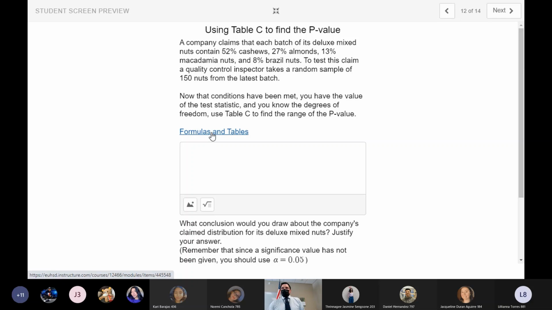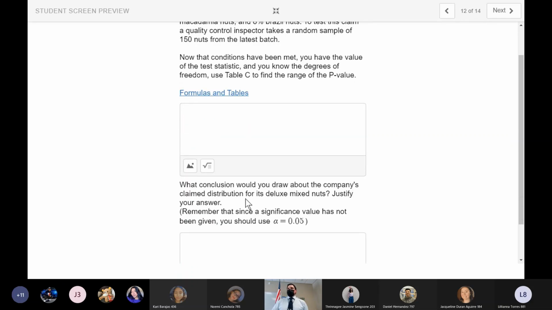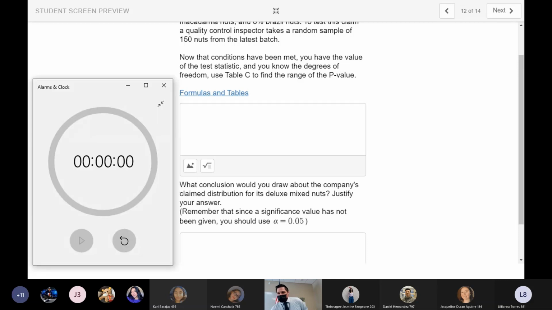So you're going to need to use that. And then based on that, you'll get a range for the p-value. This table C behaves very similarly to table B. We're going to get a range for the p-value and not an exact value. That's okay. The range will be enough for us to make a conclusion about the company's claim distribution for its deluxe mixed nuts. Remember that since a significance value has not been given, you should use alpha equaling 0.05. That is the default when 1 is not given to you. All right. So we'll give you a few minutes on here, and then we will talk about it.